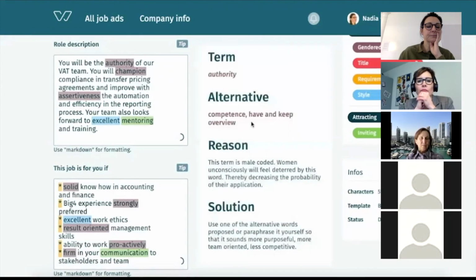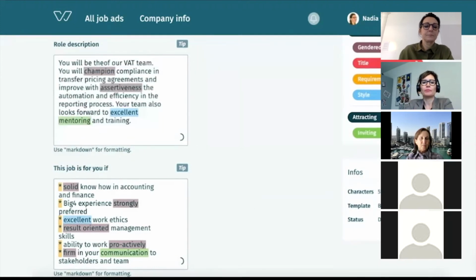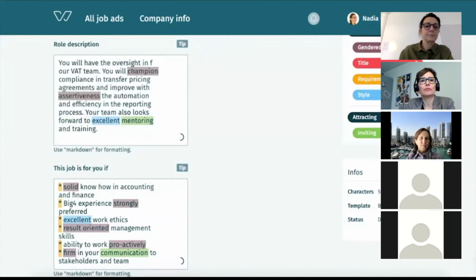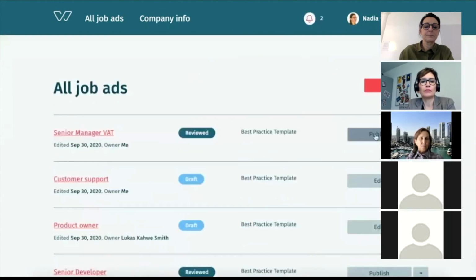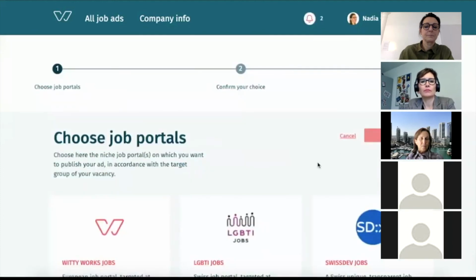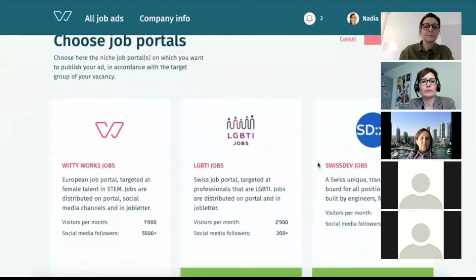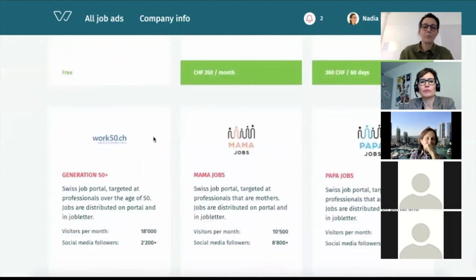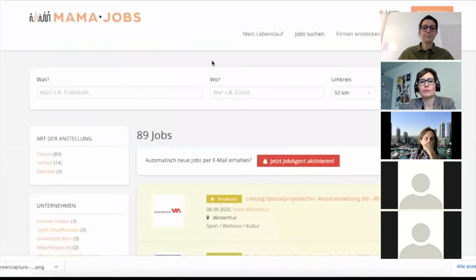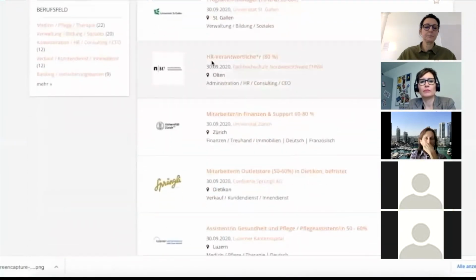When clicking on a highlighted term, the tool provides the users with the reason why that term is problematic, accompanied by a solution. It also proposes an alternative wording in order to enable the user to write inclusively. Users have the option to request a review by a human copywriter specialized in inclusive writing. The Diversifier also provides the option to publish the job ad via job portals that target underrepresented groups. Users choose the job portals in accordance with the target group of their open position. The job ad then gets directly published via the job portals.